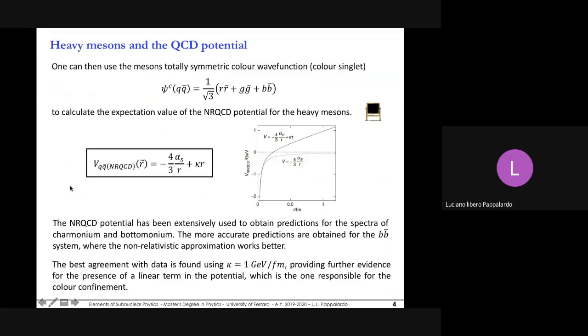The best agreement with data is found with this value of the string tension, the K factor here, 1 GeV over Fermi. This provides further evidence for the presence of a linear term in the potential, which is the one indeed responsible for the color confinement. Again, if you are able to fit your experimentally observed states with this kind of potential, which includes this term here, then essentially you are proving that this term is important, is needed, and this is the one responsible for confinement, as we've seen yesterday.